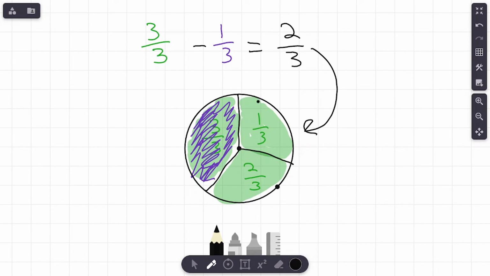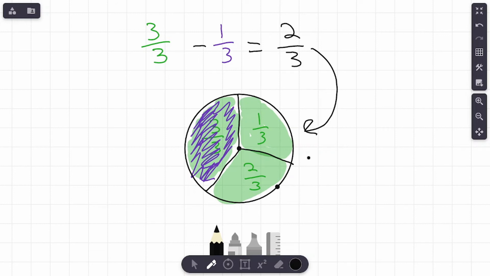Yes, it does. Notice we had 1 whole. We had 3 out of 3 colored in. We took away 1/3. We took away 1 out of the 3. And now we've got 2/3 as our difference.